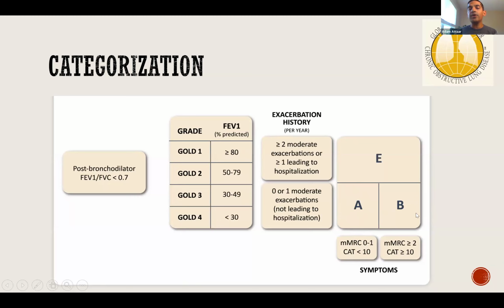Group B would be those patients who are still not an exacerbation phenotype, but they're having worse respiratory quality of life. And then the most severe group is group E. This group used to be split into group C and D based on their respiratory quality of life scores, but now they've been lumped under just one group because it's been found that here the most important thing is whether they're developing exacerbations.